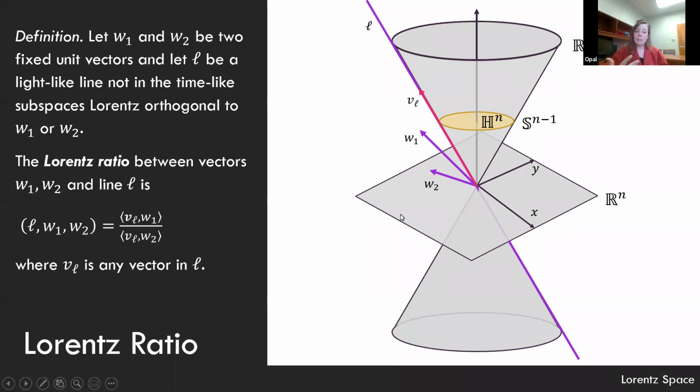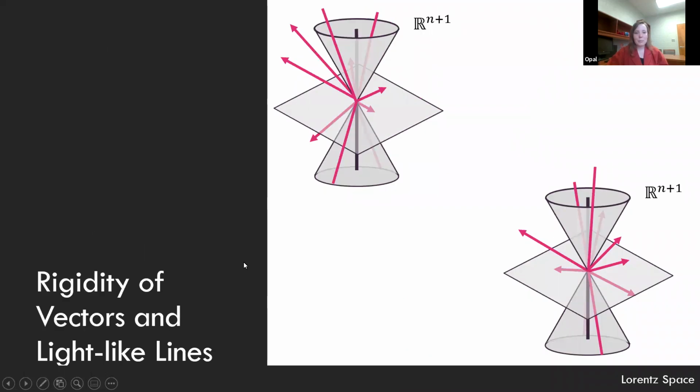But what I want to emphasize here is that, of course, you can look at the Lorentz inner product of any light-like vector with any space-like vector or any time-like vector. But the goal here is to find something that transfers into geometric information in other geometries. So that's why this definition's been created.